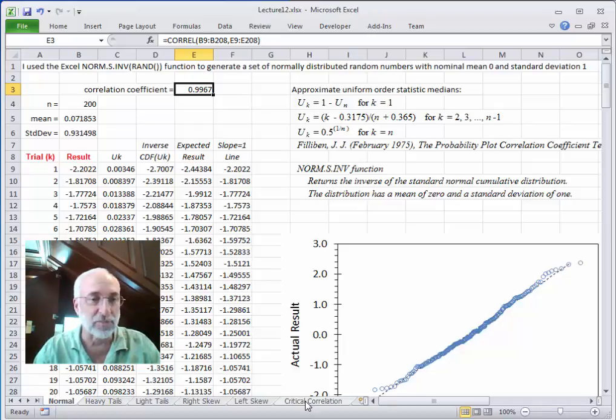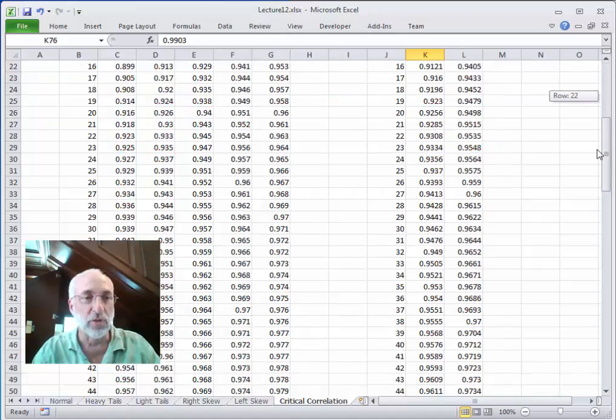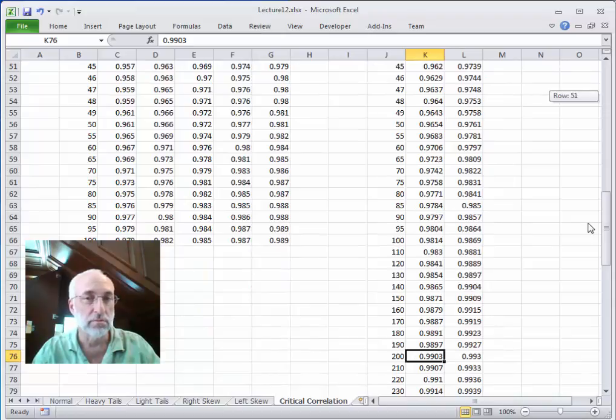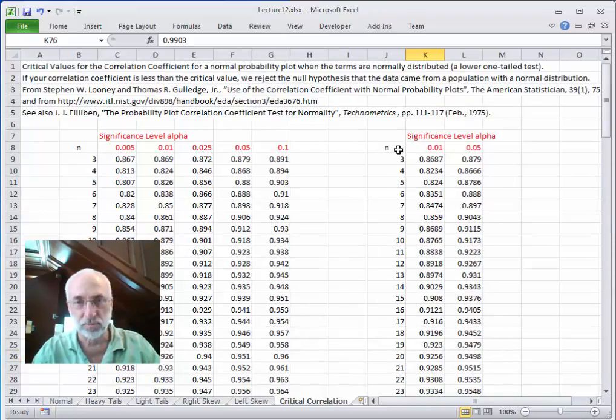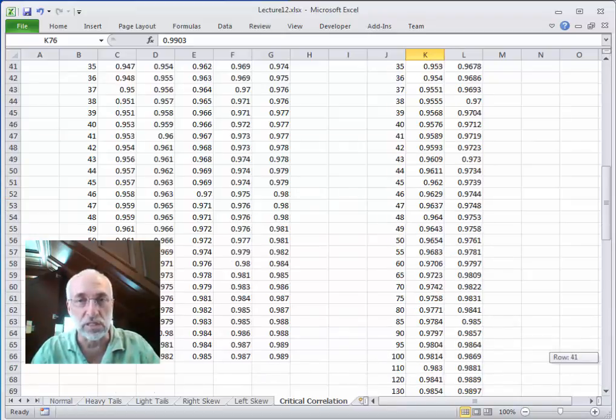The last tab of this spreadsheet shows those tables of critical correlation levels. The first table shows different significance levels from 0.05 all the way up to 0.1 and number of data points from 3 to 100. The second table only has significance levels of 0.01 and 0.05. Those are the most common that people use. But its table goes up to n of 1,000. So if you have more than 100 data points, then you want to use this second table.